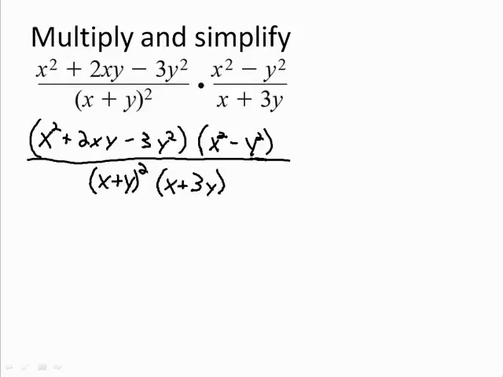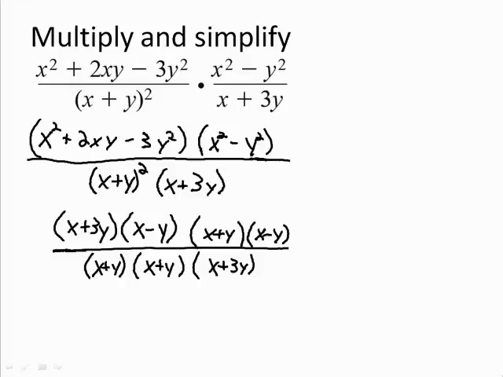Factor x squared plus 2xy minus 3y squared into x plus 3y and x minus y. Factor x squared minus y squared into x plus y and x minus y, and rewrite x plus y squared as x plus y times x plus y.